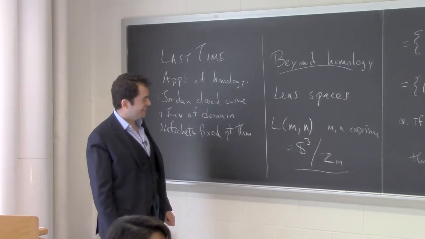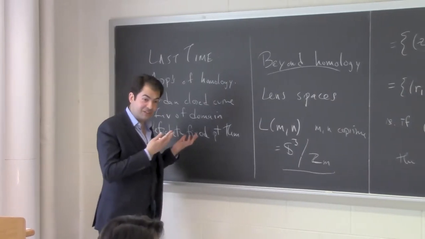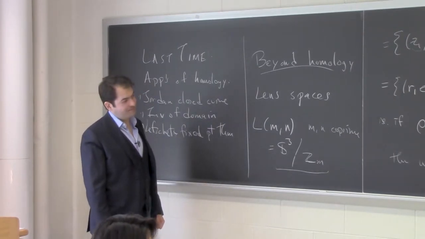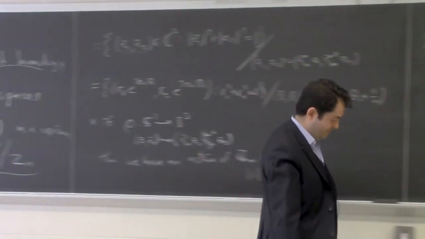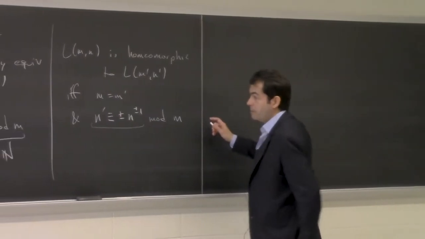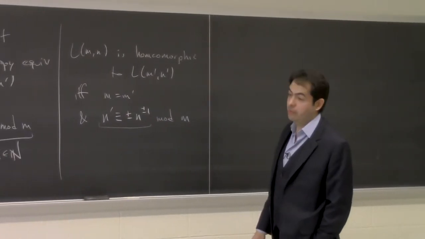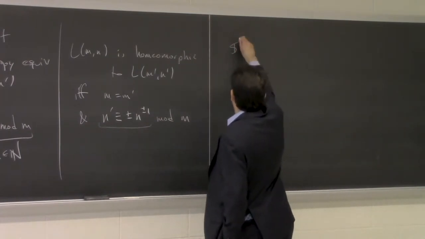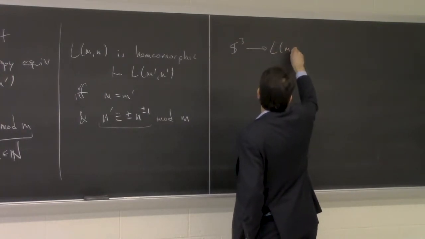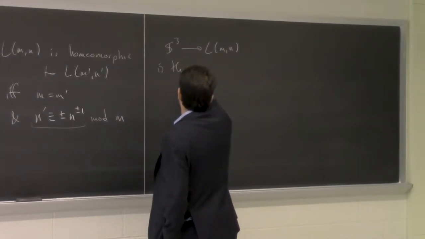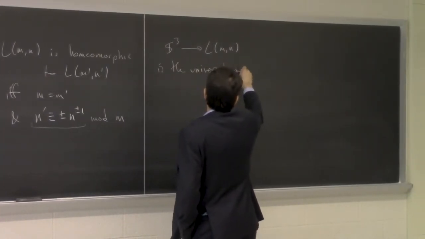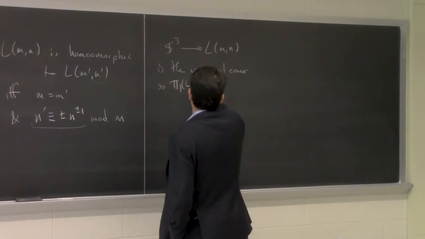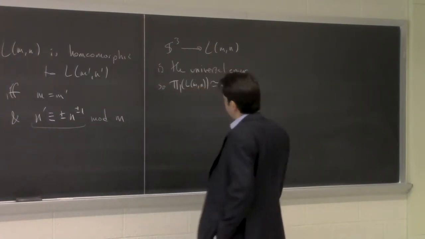What's not to love? So Tietze came up with this because it was like the simplest class of examples in three dimensions where you could actually compute things. So let's compute things. The fundamental group is easy because this is a covering action of a group. The quotient map, S3 to L(m,n), is the universal cover. So the fundamental group is Zm.